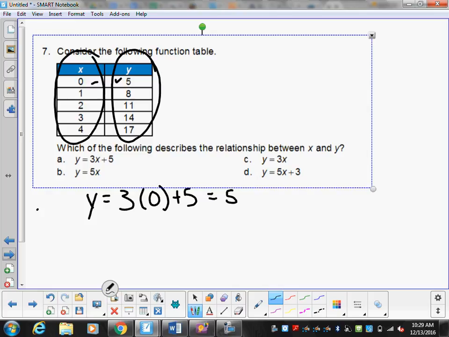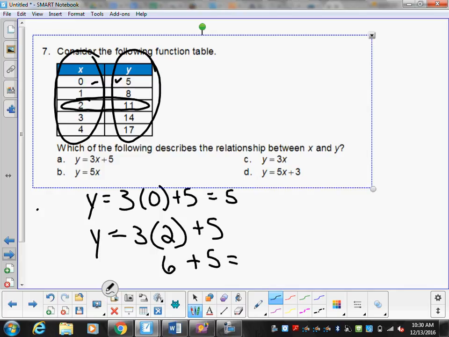But sometimes more than one will work for one of your choices. So we can go ahead and check the other choices, or we can check another choice within A. So if we choose this row instead, 2 and 11, we'll do 3, and we'll replace the x with 2 this time, plus 5. And then 3 times 2 is 6, and 6 plus 5 is 11. And that also works, so A ends up being our answer.